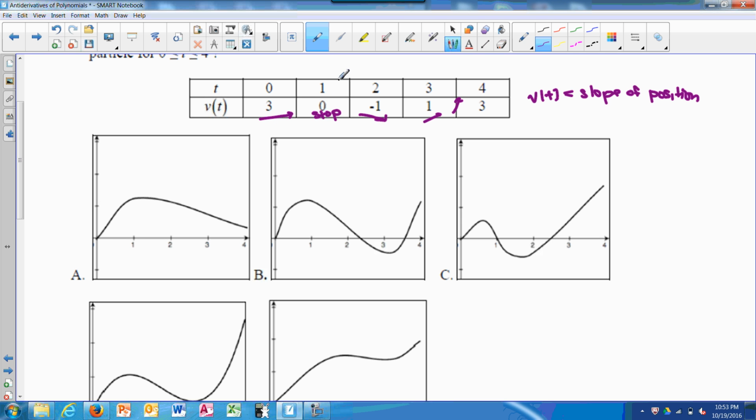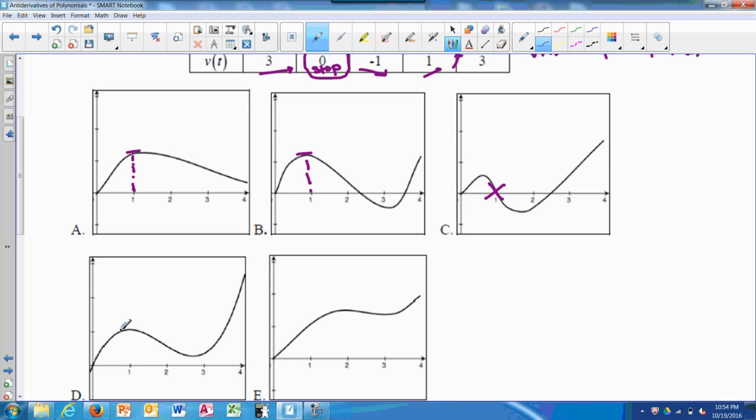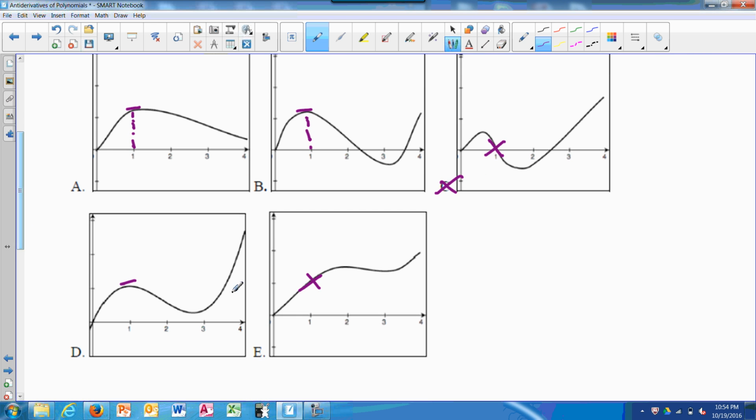So I'm going to look first for where I have a 0 slope. At time 1, I need to have a 0 slope. Well, that appears that it could be true for that one. Could be true for this one. Not true for this one. This is having a position value of 0. It's not having a slope value of 0. Okay. Here seems to be okay. And again, here, not okay. So I've eliminated choice C and choice E because neither of those have a 0 slope at time 1.